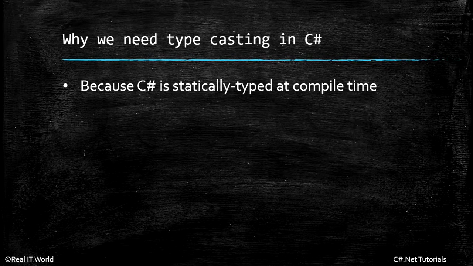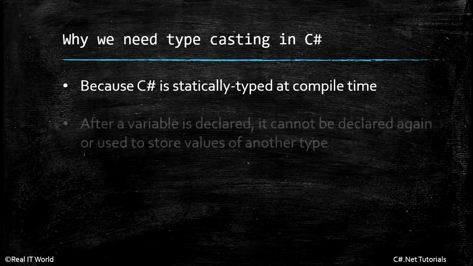Basically, C#.NET is a strongly typed programming language. So at compile time only, it will check for valid types. That is the reason why we need typecasting in C#.